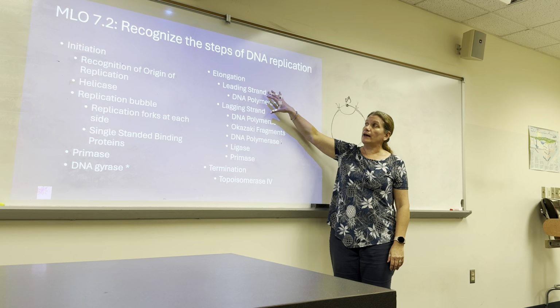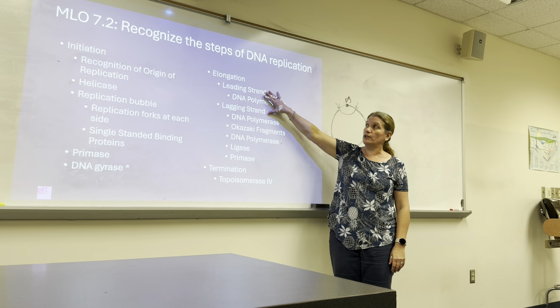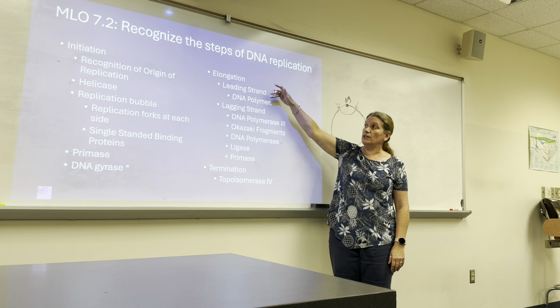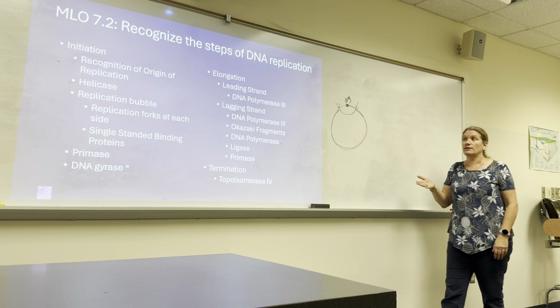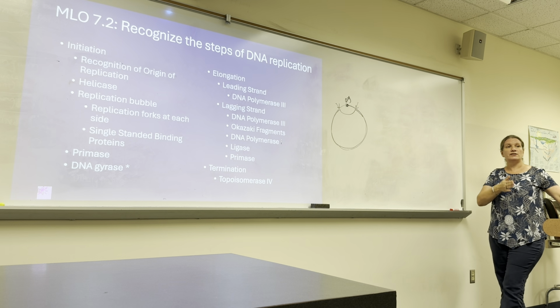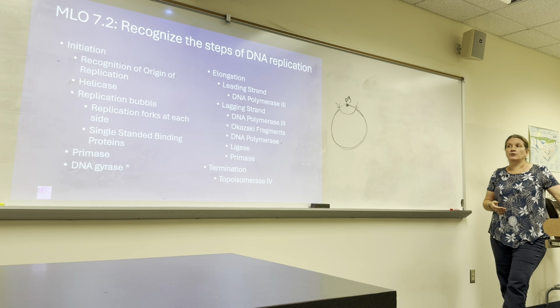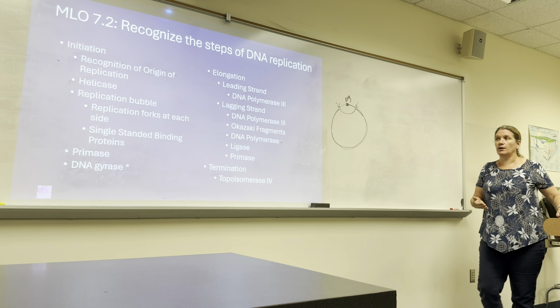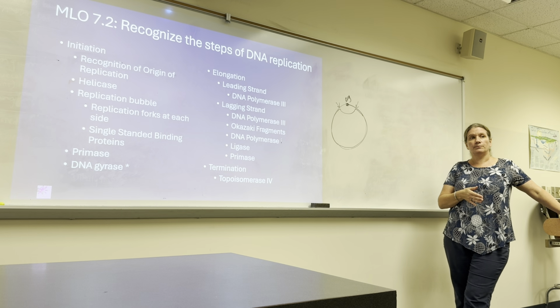Now, when it comes to elongation, this next slide is going to be looking at the elongation step, so we have our RNA primer laid down. Now we move into elongation. For elongation, we have our leading strand and our lagging strand. They get their name because the leading strand is one continuous strand that's being produced, okay? 5' to 3', because we're always going 5' to 3', and it's moving towards the replication fork.